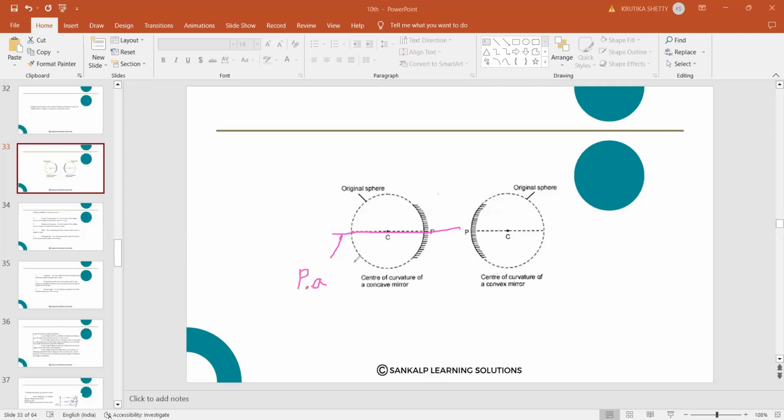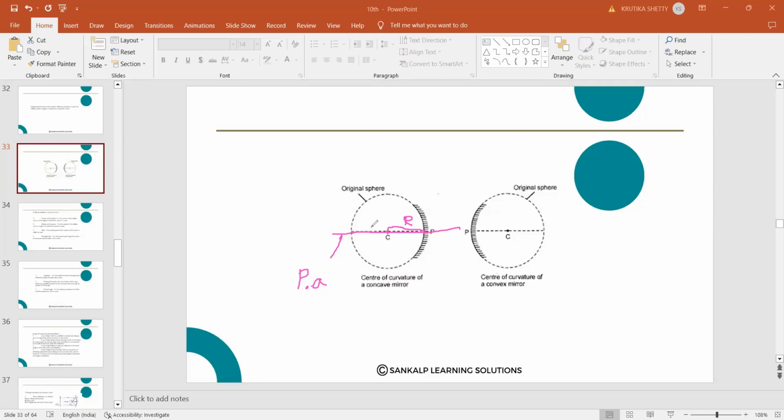Okay. So what is principal axis? See, don't get confused with radius of curvature and principal axis. Radius of curvature means what? From the center of curvature to the pole, the distance we call radius of curvature. What is principal axis? The line passing through the center and the pole is called as principal axis. That is, the center line, like a diameter it is. Okay. This is your principal axis.